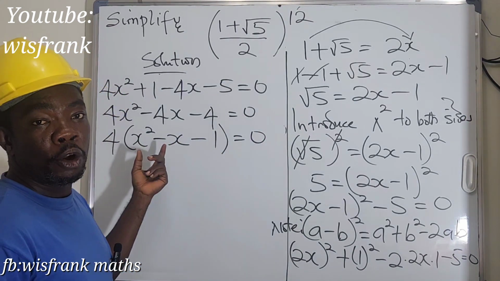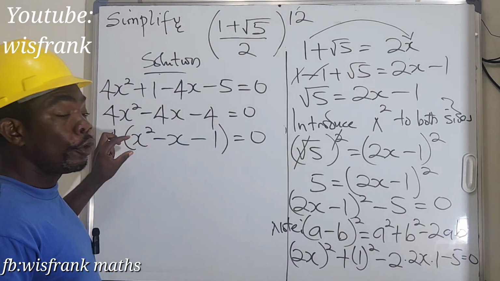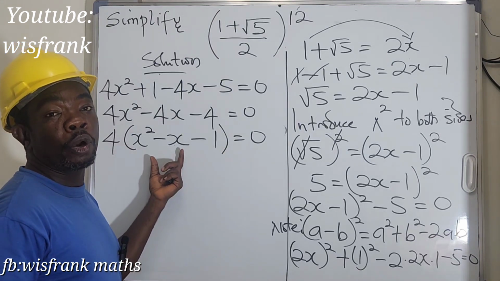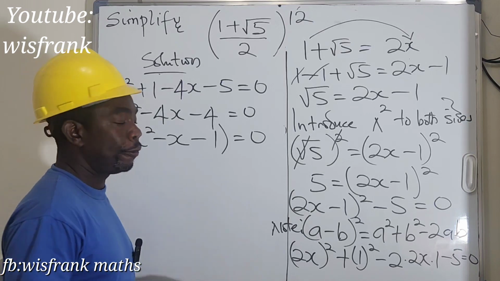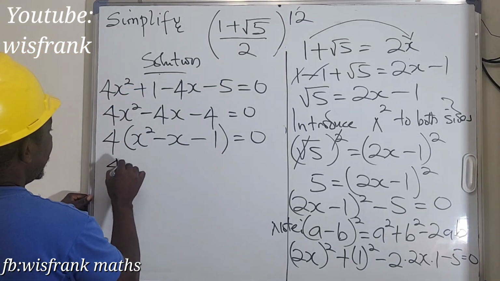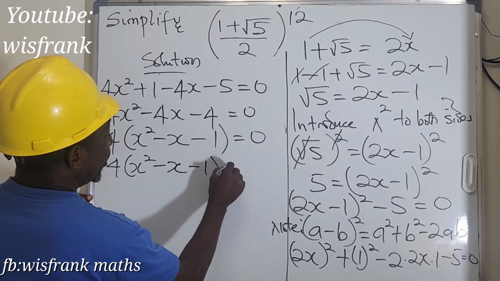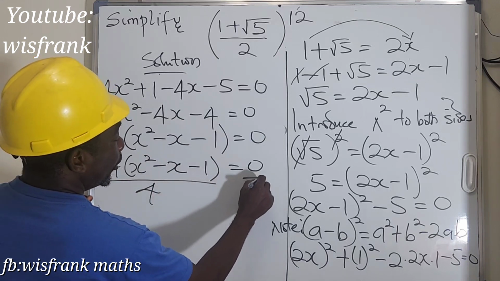In this case, I always say that when you have something like this, a product of two parentheses, it is either the first one equals 0 or the second one equals 0. Or as well, we can divide both sides by 4. So we say divide both sides by 4. So this will become 4 into (x to the power of 2 minus x minus 1) equals 0, all over 4. Then we have 0 all over 4.